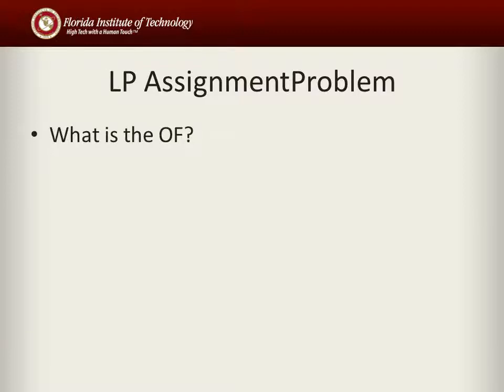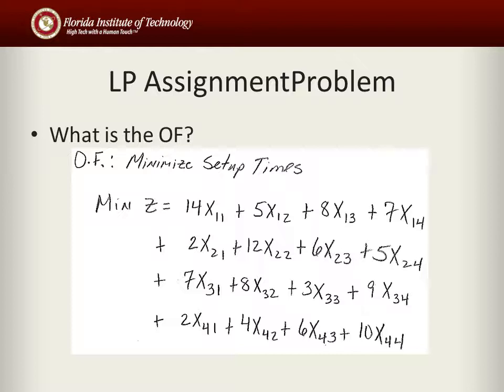Otherwise 0. The objective function is defined, again, in terms of the decision variables. What you're trying to do here is minimize setup time, so the coefficients of the decision variables are going to be setup times. We define the linear objective function this way: you want to minimize setup times, and your objective function becomes this linear function. So you want to minimize that. This linear function gives you the total amount of setup time in hours.